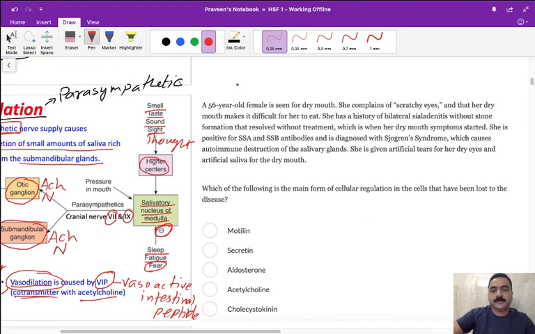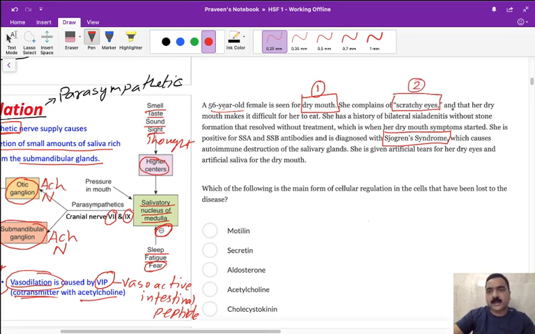Okay, so this question is talking about a pathological condition and then asking you about the regulation. So let's see what the pathological condition is. The name of the pathological condition is already given in the question itself. It's called Sjogren's syndrome. Let's see what the features of Sjogren's syndrome are. A 56-year-old female is seen with dry mouth. This is the number one symptom for Sjogren's syndrome, the dry mouth, and also dry eyes. So dry eyes and dry mouth, this is the second symptom.